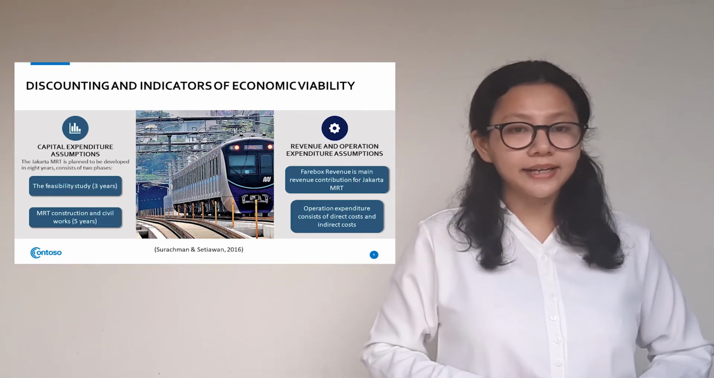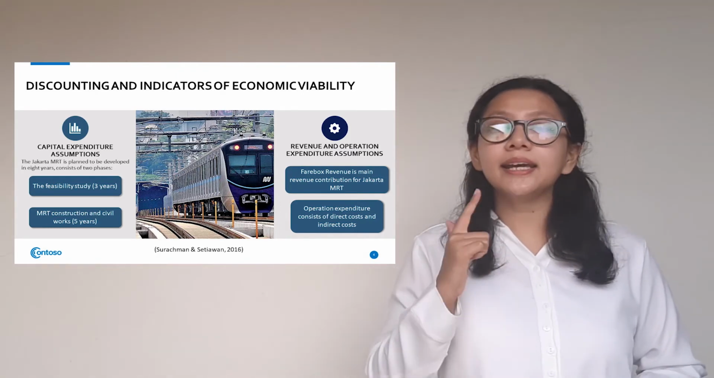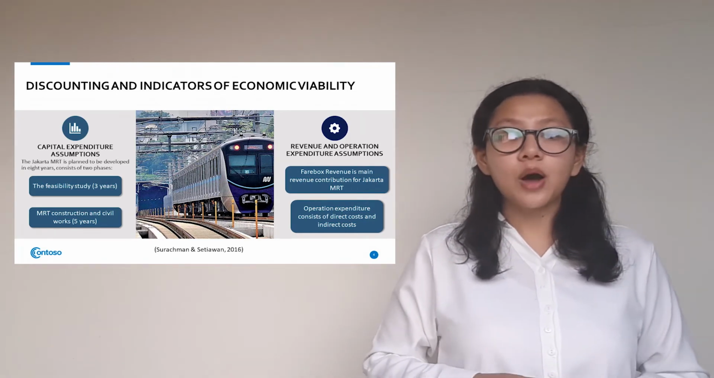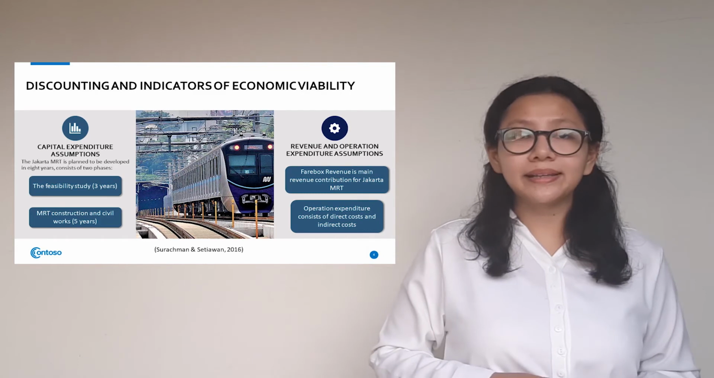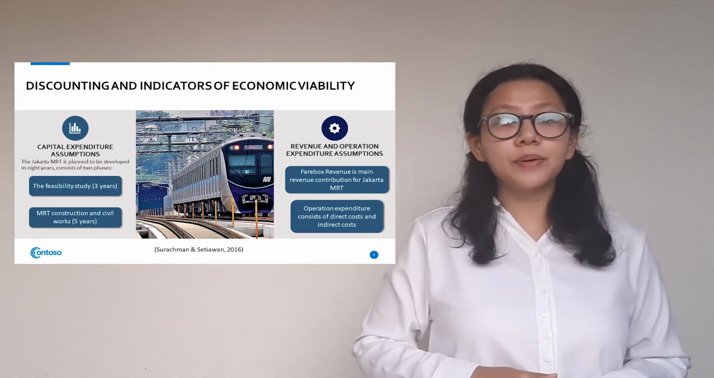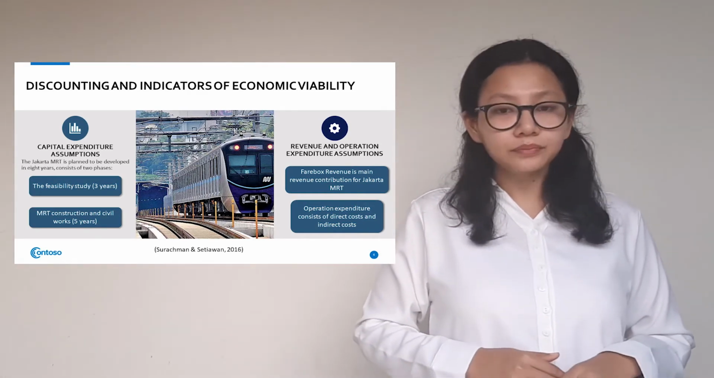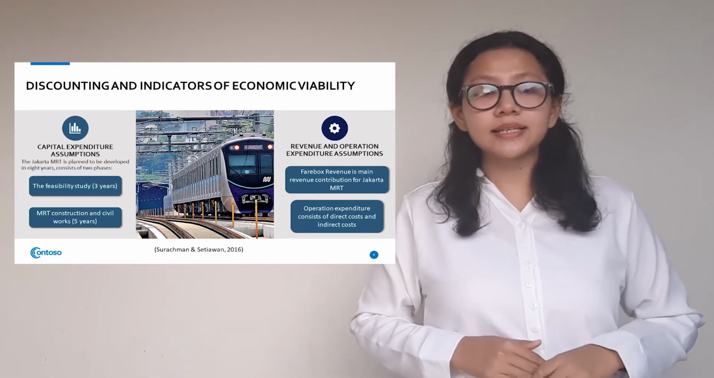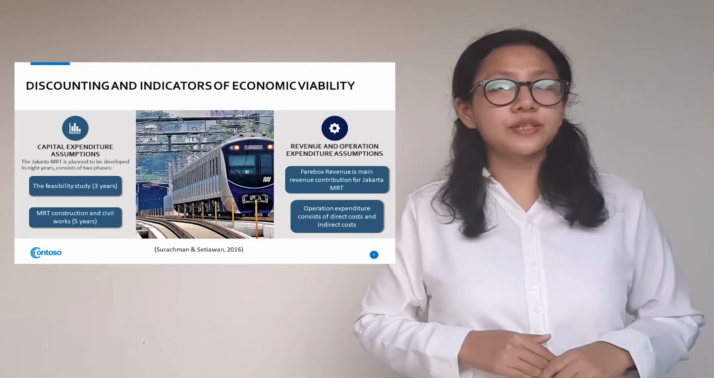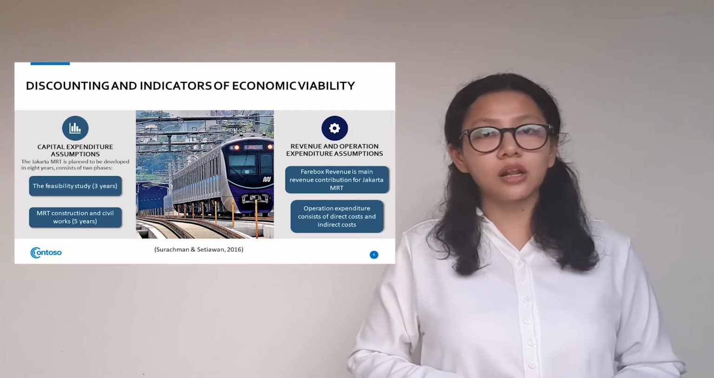Meanwhile, on the cost side, the operation expenditure consists of direct costs and indirect costs. For the direct costs, it will consist of operation, energy, and maintenance costs, while the indirect costs consist of depreciation of infrastructures and also rolling stocks. It is said that the biggest expenditure is operation and maintenance, which was predicted to take at least 57.9% of the total cost.